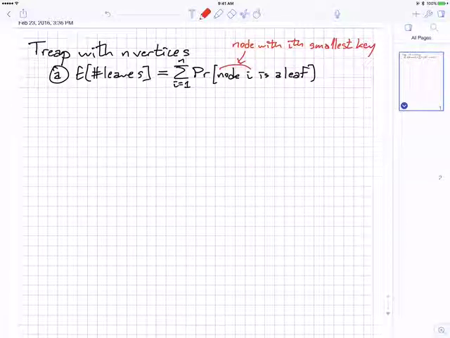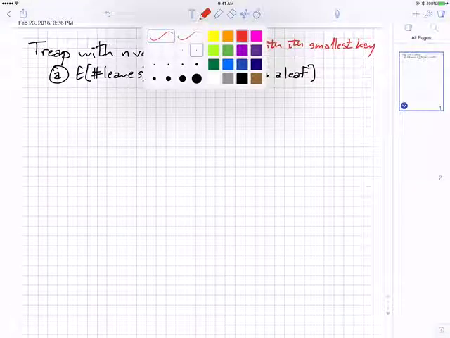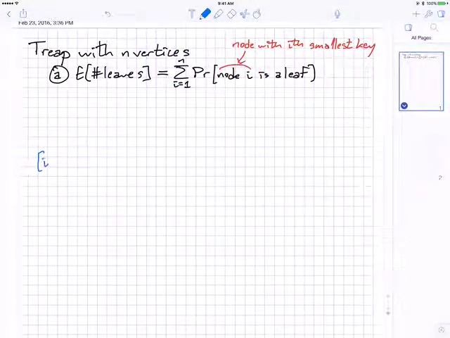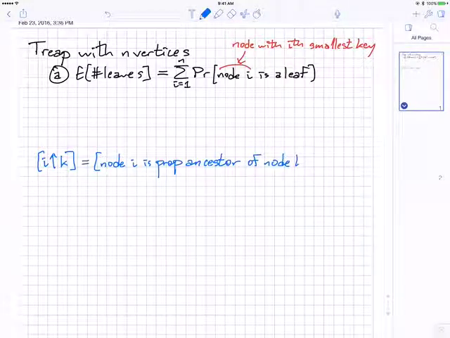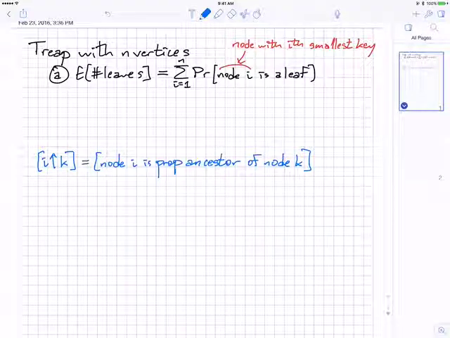And now I remember that when we were analyzing trees before, everything was ultimately phrased in terms of these other indicator variables, I up arrow k, which means node I is a proper ancestor of node k. And I have to ask now whether it's possible to express node I being a leaf in terms of these other indicator variables that we already sort of know how to analyze.